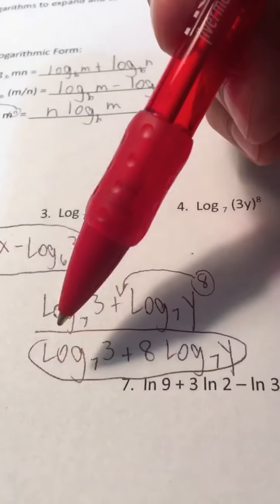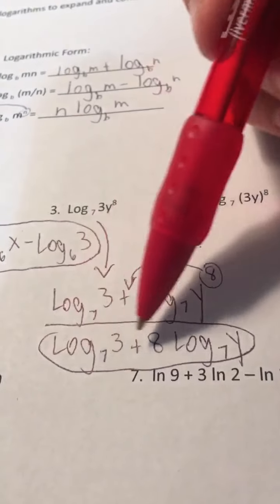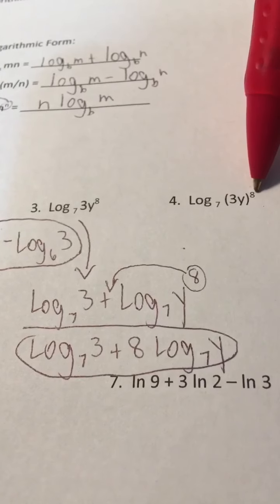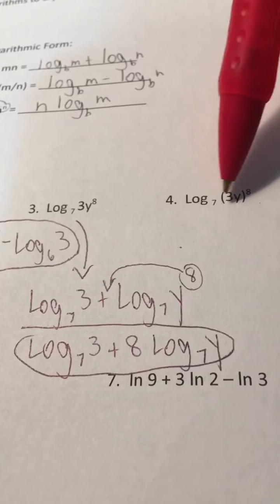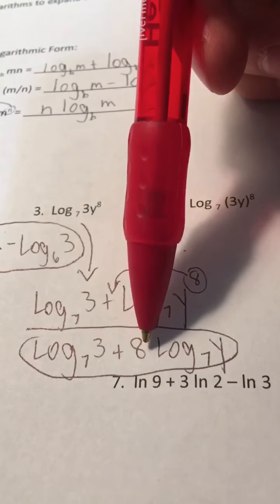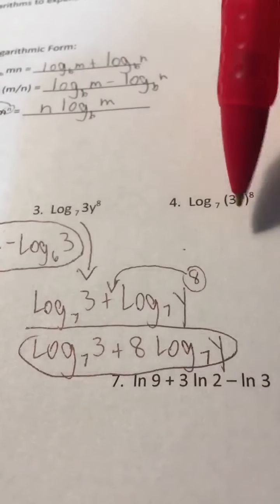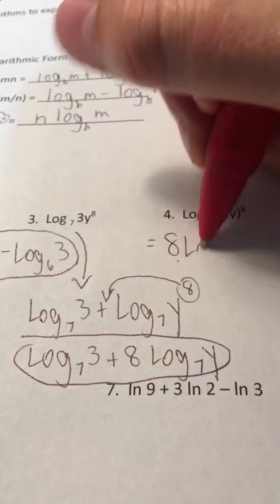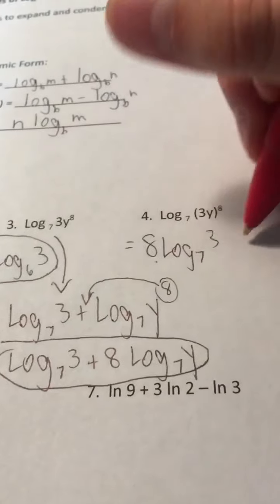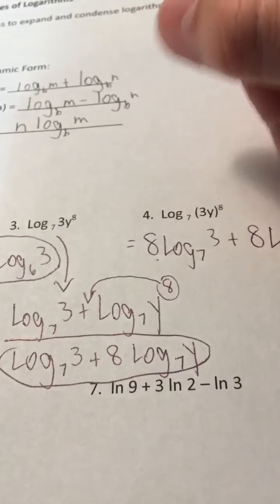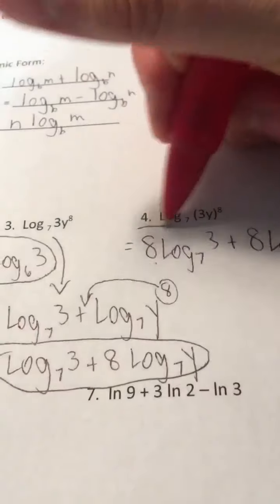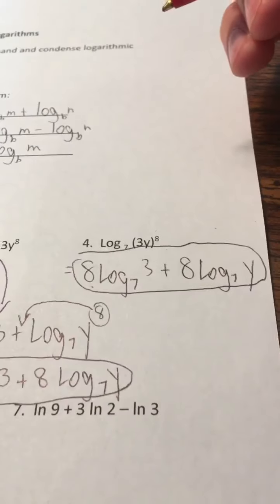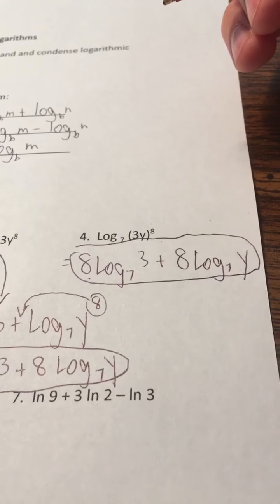So my answer is going to be almost exactly the same thing I had in number 3, except what's going to happen to that 8? It's going to be on both the logs. I'm going to have it here on this log. I'm also going to have it here on this log because it also applies to the 3. So my answer for number 4, I would say 8 log base 7 of 3 plus 8 log base 7 of y. That would be my final answer, expanding that.